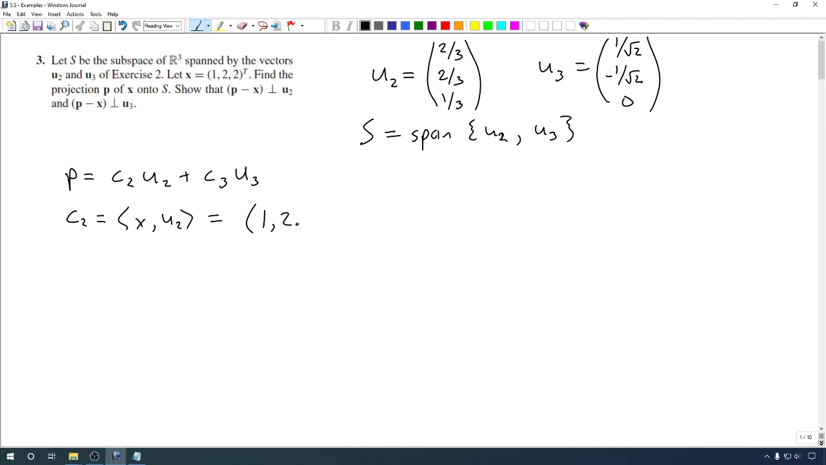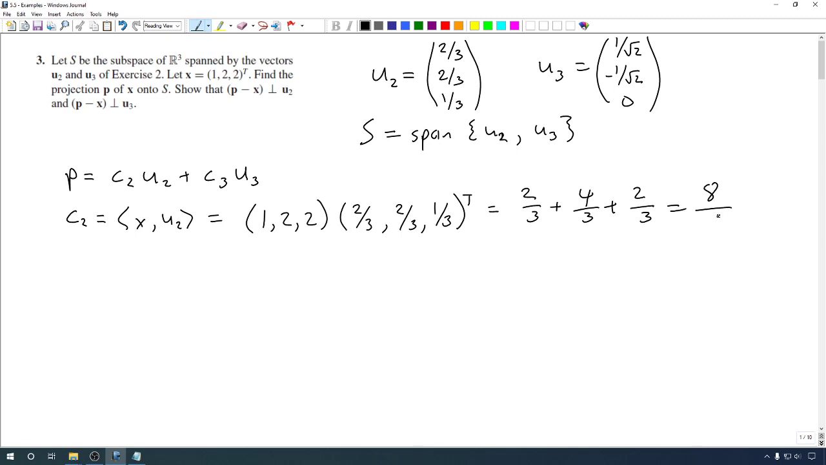So we're taking the scalar product of 1, 2, 2 times this u2, so 2/3, 2/3, 1/3 transposed. And we multiply it out. We have 2/3 plus 4/3 plus 2/3, and we have a grand total of 8/3.